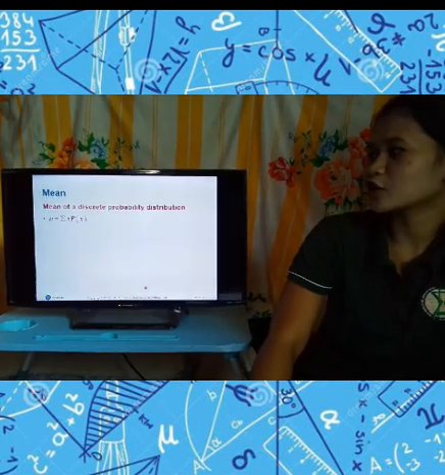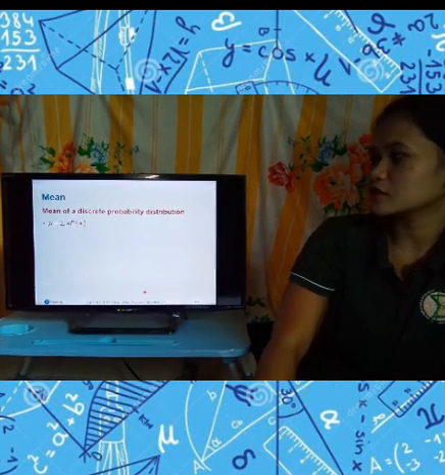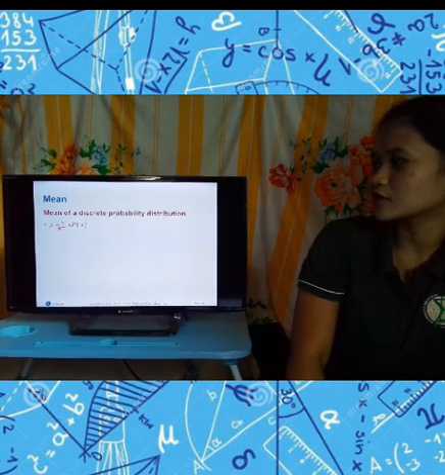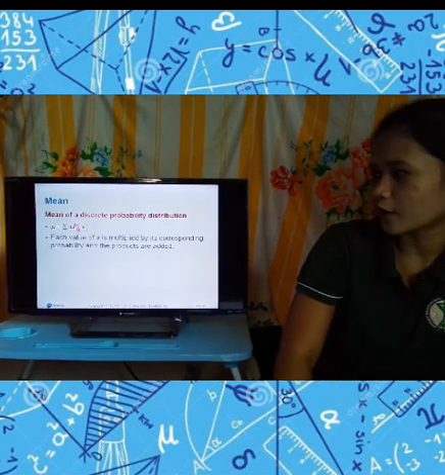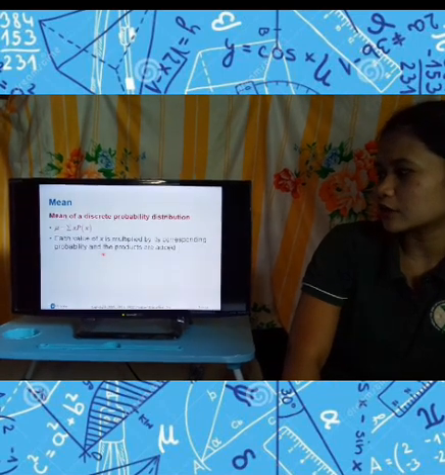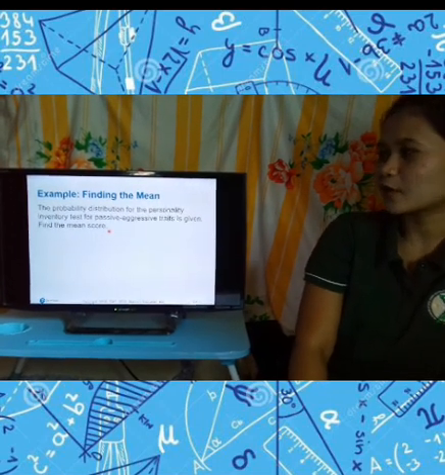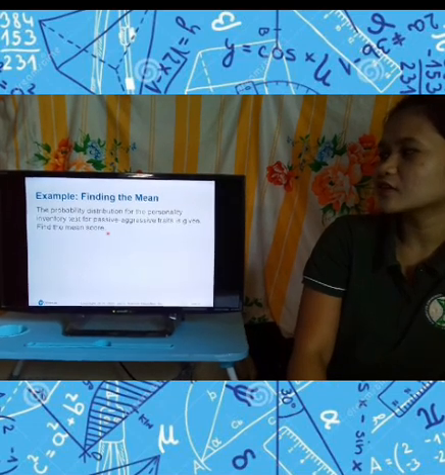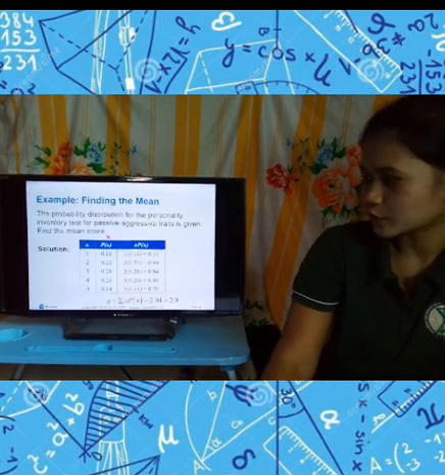Let's proceed to the mean of a discrete probability distribution. To find the mean of a discrete probability distribution, we use this formula. The mean is equal to the summation of x times the probability of x, where each value of x is multiplied by its corresponding probability and the products are added. So now, let's proceed to the example in finding the mean. The probability distribution for the personality inventory test for passive-aggressive traits is given. Find the mean score.